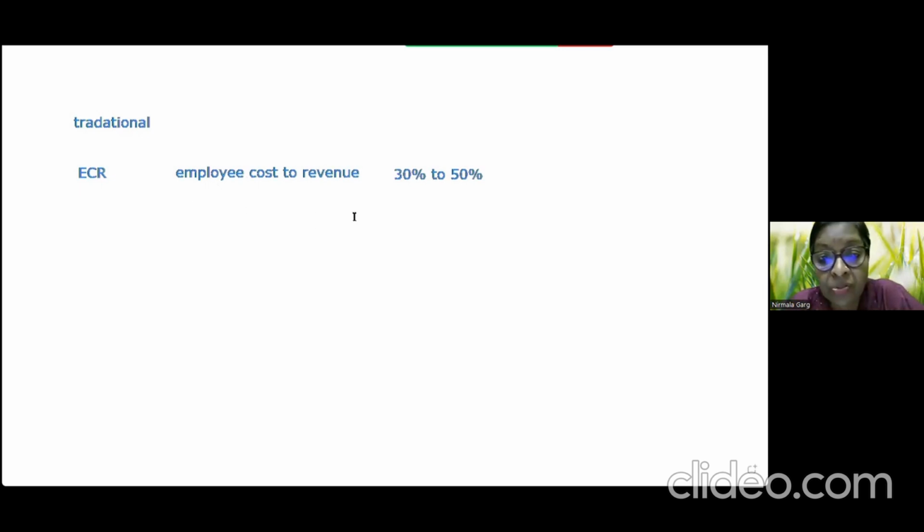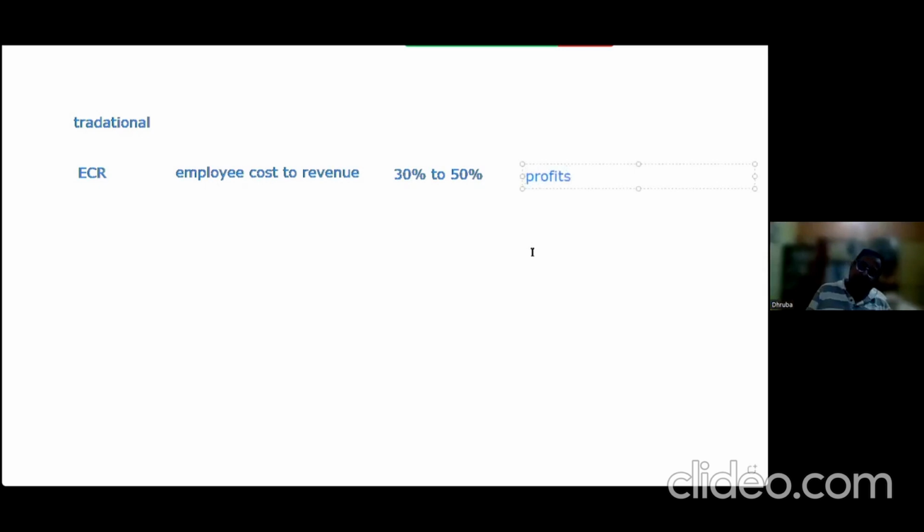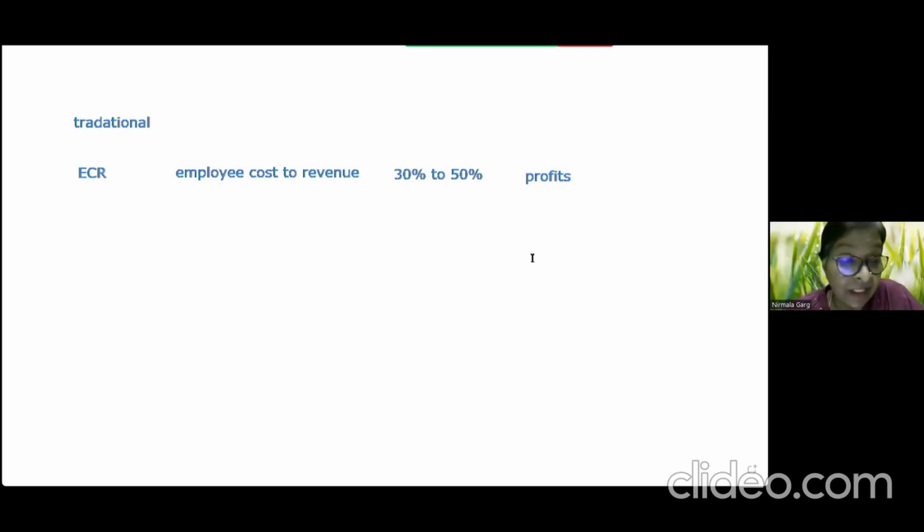So essentially, employee cost to revenue is a very important ratio because it has an impact on your profits. So the CEO typically will ask the HR head, hey, what is your wage cost? Because every time there is an annual increment, if you're going to give 8% or 10% increments, then by what percentage will it increase, and how are we going to set that off? Because the higher the wage cost, the lower the profits. So these are the two ways of doing budgeting.